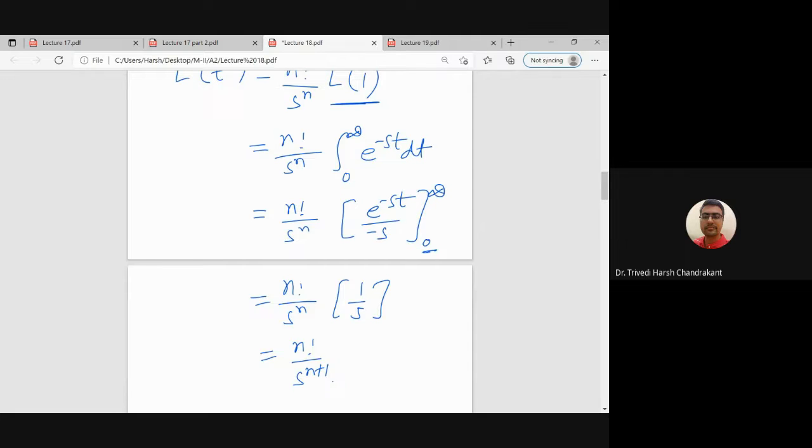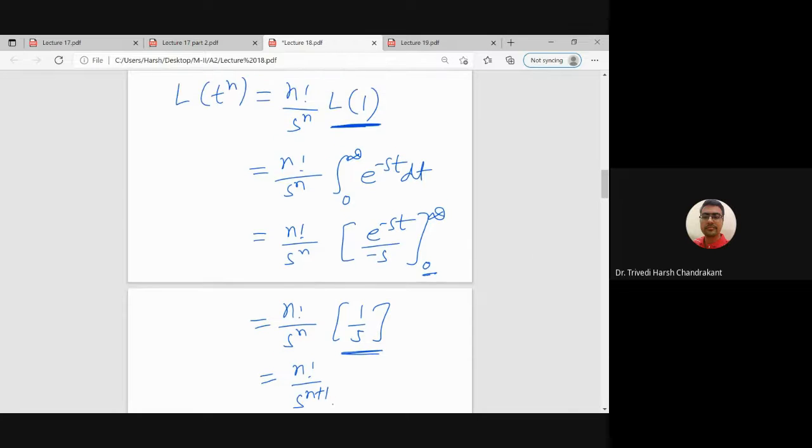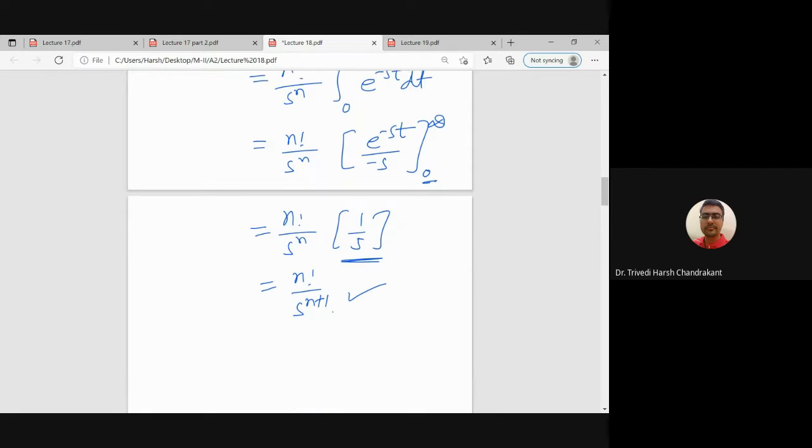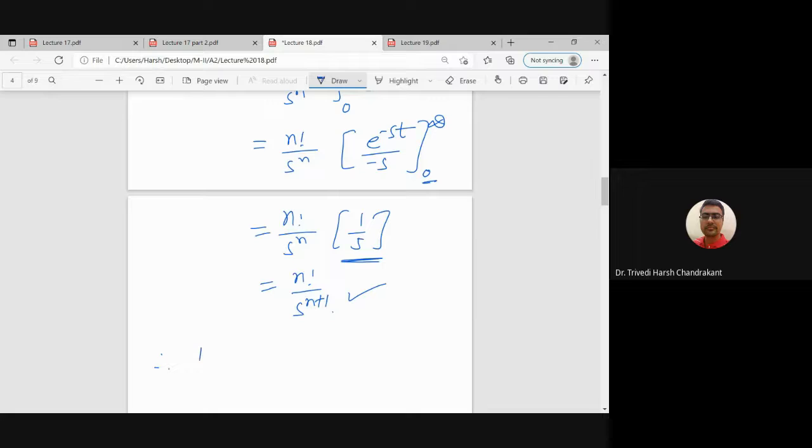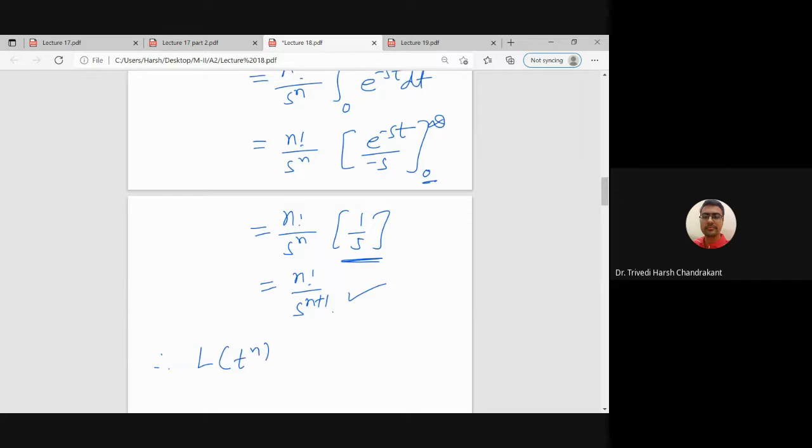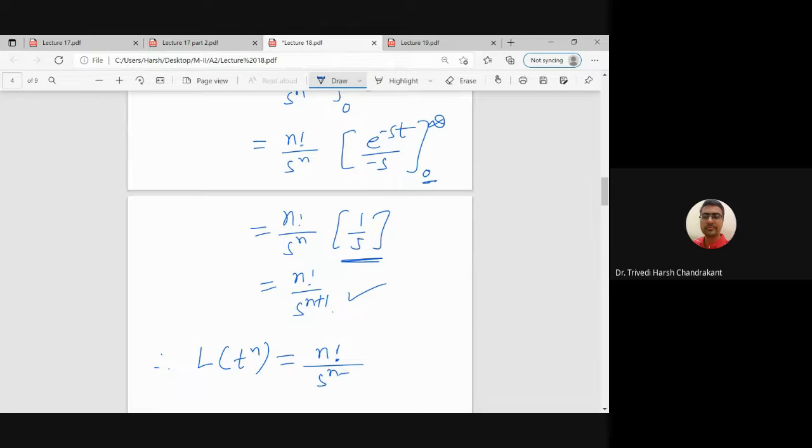So what is the Laplace transform of 1? The Laplace transform of 1 is 1 by s, and the Laplace transform of t power n is n factorial divided by s power n plus 1. So let us write this down finally. What we proved is that the Laplace transform of t power n is n factorial divided by s power n plus 1.